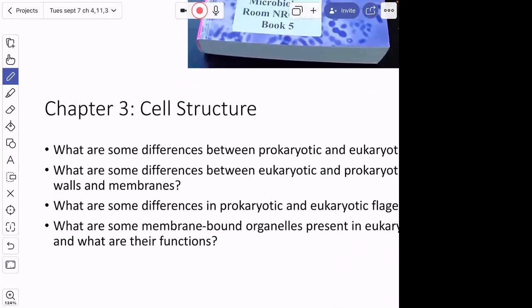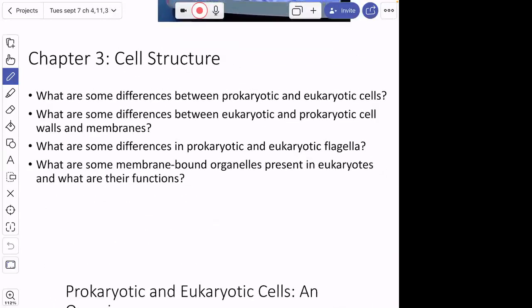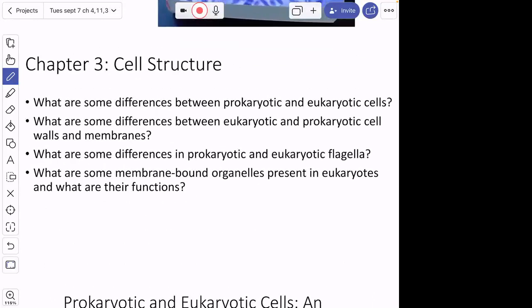All right, we're going to move on to chapter 3. We spend a good bit of time in this chapter. It's cell structure of both prokaryotic cells and eukaryotic cells. Every once in a while, I'll throw in the archaea, but we just don't spend as much time on the archaea because, as far as we know, none of them cause disease. So they get kind of short shrift a little bit.